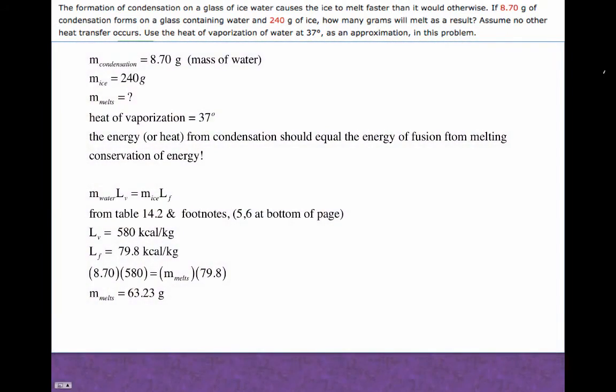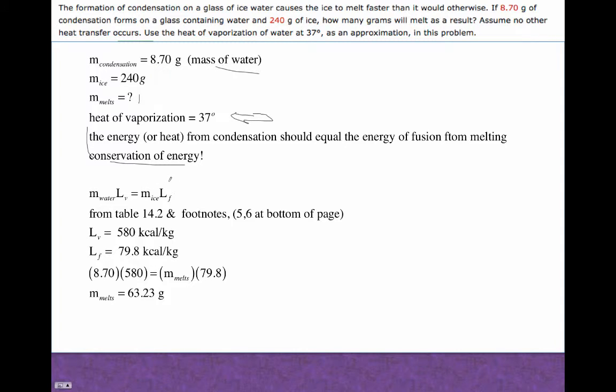So again, we write down the things that we know. The mass of condensation, which could also be called the mass of water, the mass of ice. We're hunting for the mass that melts. And it says to use the heat of vaporization equal to 37 degrees. Now, the energy or heat from condensation should equal the energy of fusion from melting. That's conservation of energy. So the mass of the water, or condensation, times the heat of vaporization should equal the mass of ice times the heat of fusion.